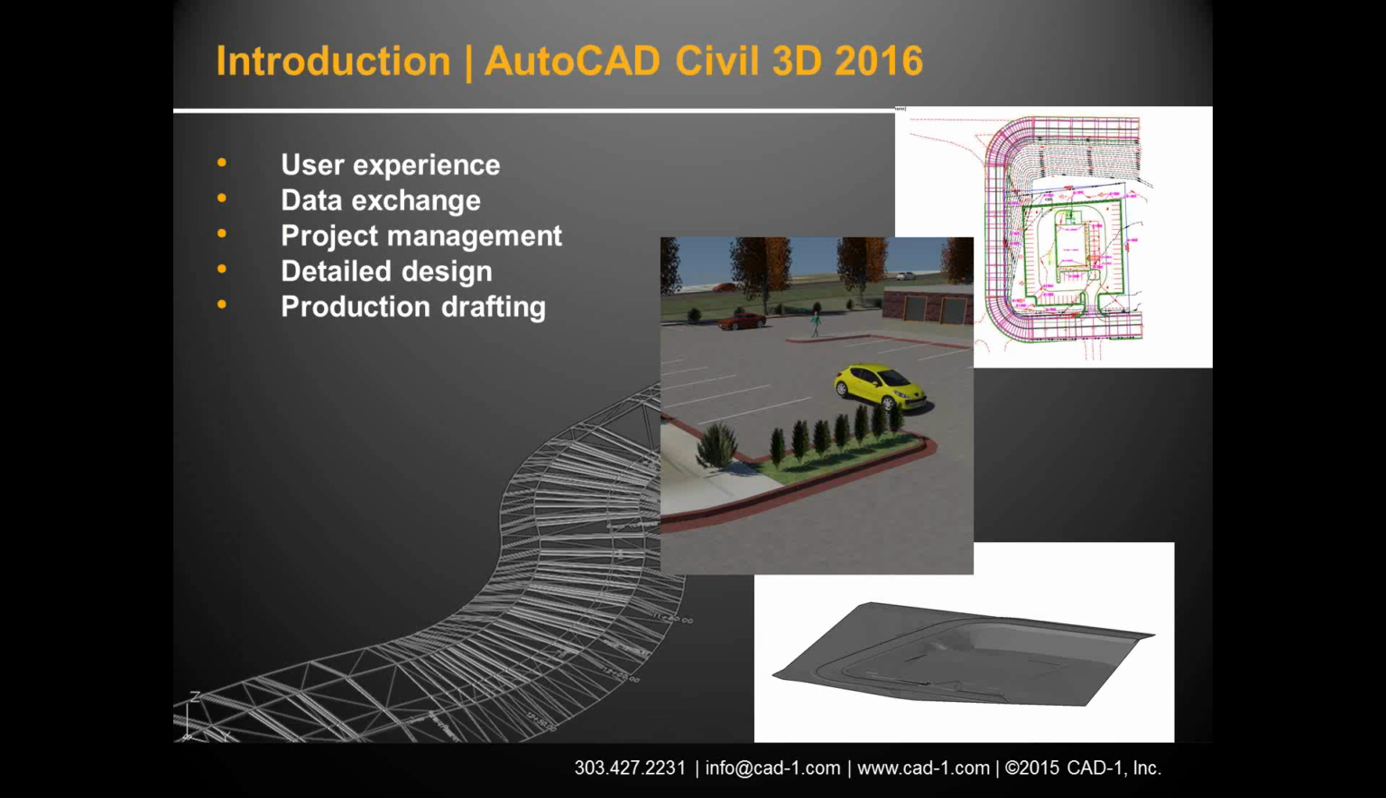But let's get into some of the new stuff in Civil 3D. So Civil 3D 2016 has been broken down into a few different categories. You have the user experience, so user interface, those types of things. Data exchange, how can we exchange data back and forth. Project management, I've got something really cool with data shortcuts that I want to show you. I think this one is cool. Getting into some detailed design, and then always your production drafting, because that's really what it comes down to, is getting those plan sets approved.